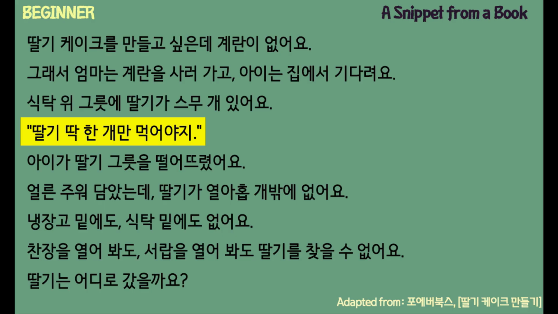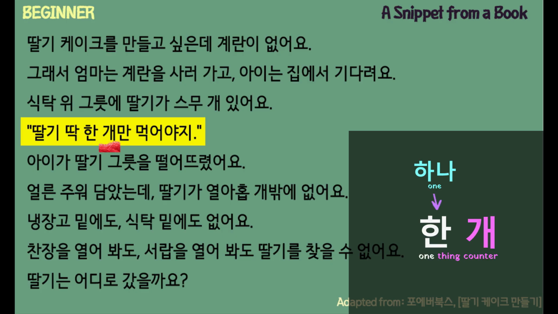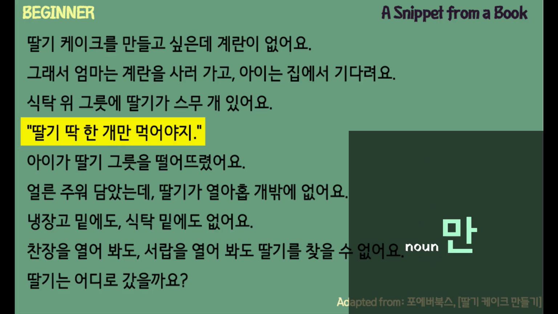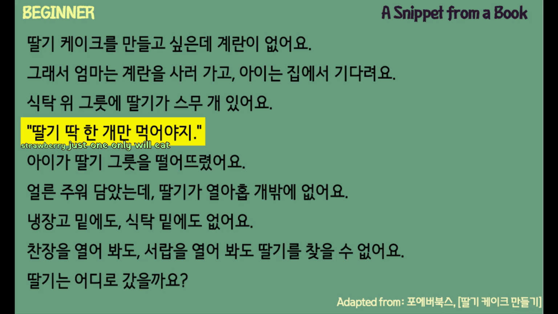The next sentence shows what the child is thinking. 딸기 딱 한 개만 먹어야지. The word 딱 is an adverb meaning exactly or just. 한 is one, 개 is the counter. 한 개만 means only one piece, where the particle 만 attaches to the noun to mean only. The root verb is 먹다, to eat. The grammar pattern 아/어야지 is used when talking to oneself to express a personal decision or promise to yourself. So the child is saying to himself, I'll eat just one single strawberry.